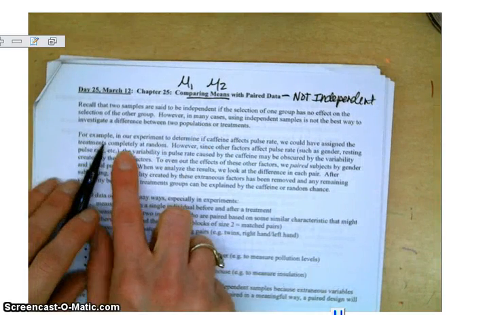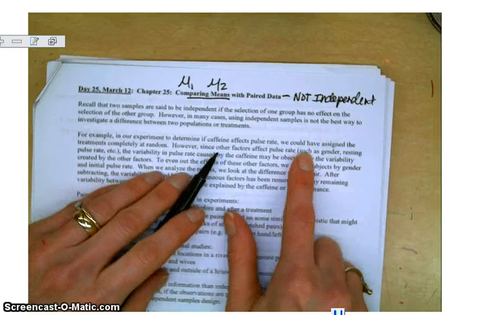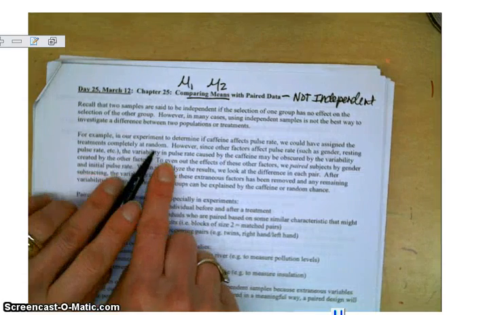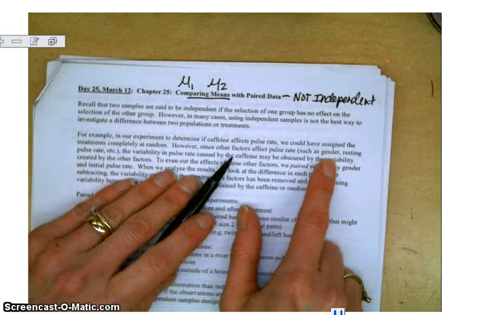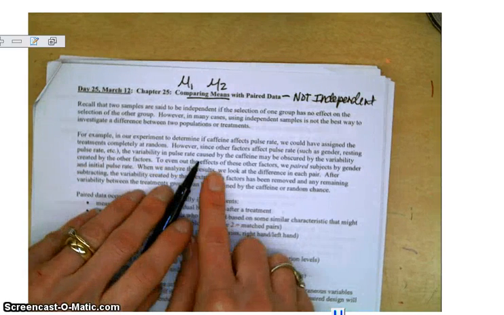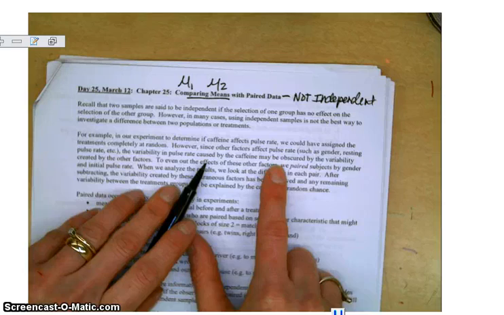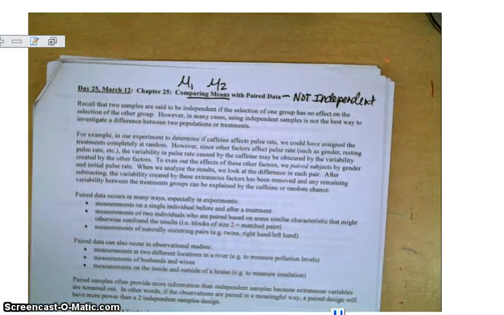So, for example, in our experiment to determine if caffeine affects pulse rate, we could have assigned the treatments completely at random, but since other factors affected pulse rate, such as gender and resting pulse rate, the variability in pulse rates caused by the caffeine may be obscured by the variability created by other factors. That was a lot of words just to say that our caffeine experiment was not that great, okay? And that's perfectly fine. Some experiments don't go as planned, okay?